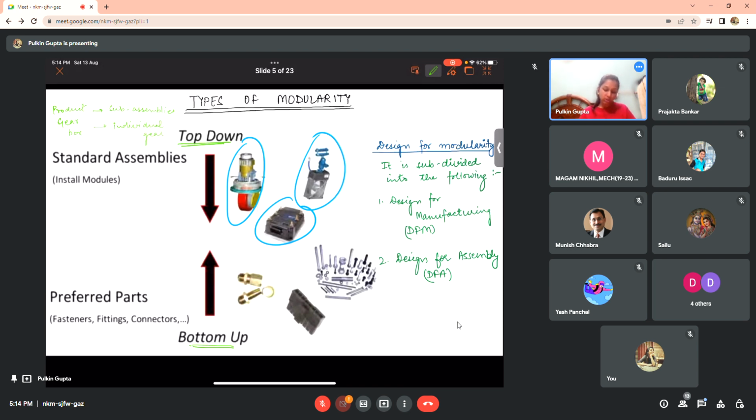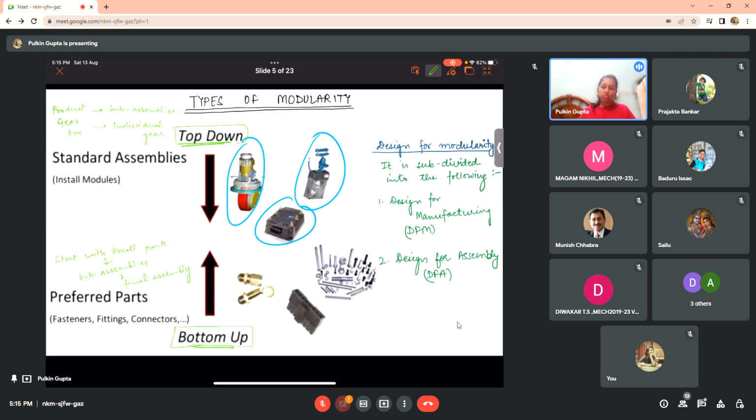Now, another is bottom up. That is, you start from the smaller parts and then go on to build the assemblies. So here you start with small parts and then go on to build sub assemblies and then the final assemblies. Okay, so these are the two different approaches that are usually used in modularity.